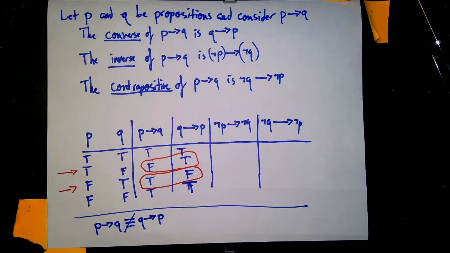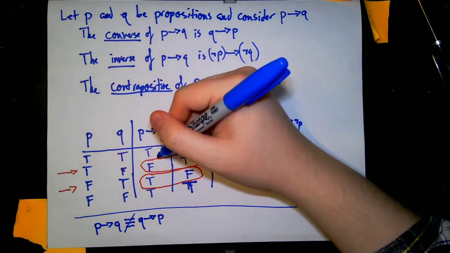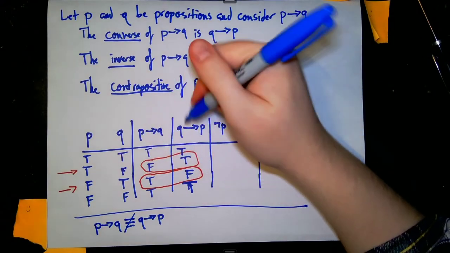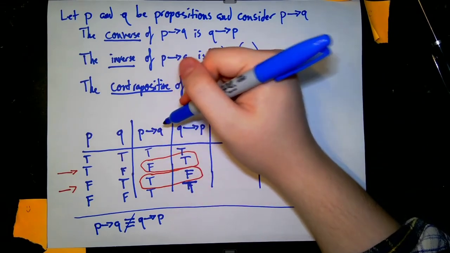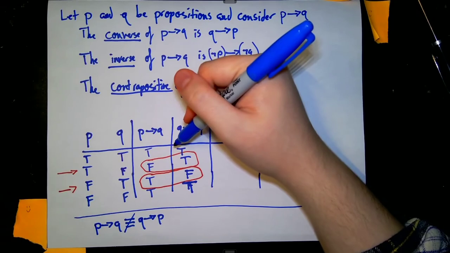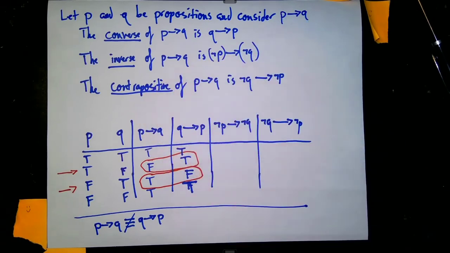And the only way you can show that two propositions are not equivalent to each other, and this is really important, so I'll say it again, is if you look in the truth table and there's at least one row in the table where the outputs don't match.